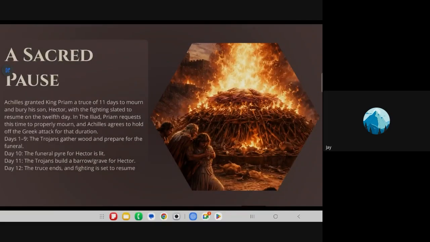A sacred pause. Achilles granted King Priam a truce of 11 days to mourn and bury his son Hector, with the fighting slated to resume on the 12th day in the Iliad. Priam requests this time to properly mourn, and Achilles agrees to hold off the Greek attack for that duration. Day 1 through 9, the Trojans gather wood and prepare for the funeral. Day 10, the funeral pyre for Hector is lit. Day 11, the Trojans build a burial grave for Hector, and day 12, the truce ends. Fighting is set to resume.